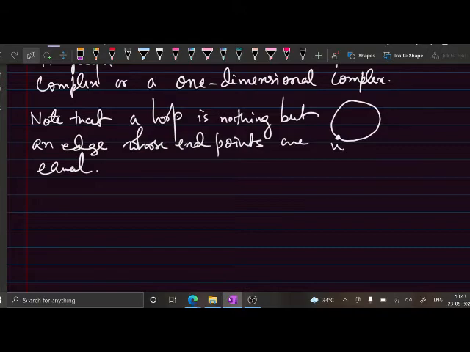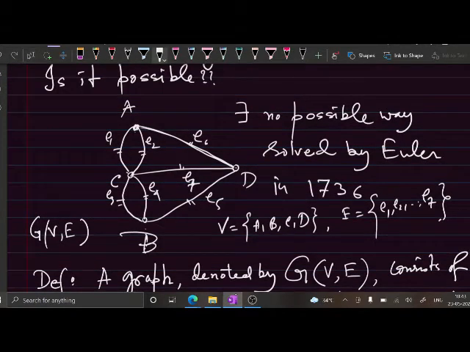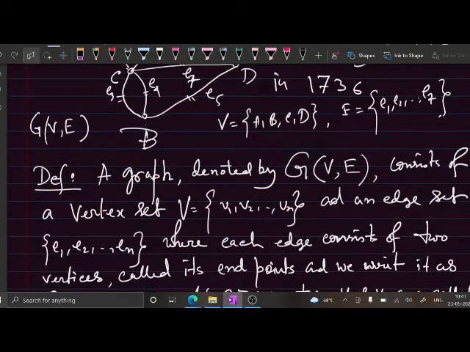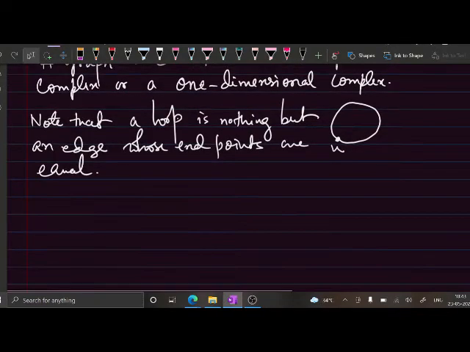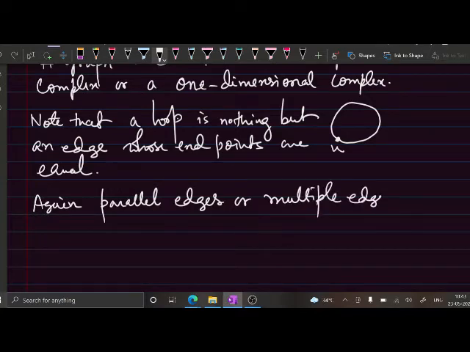And you may come across some other situation. In this case, you see that between A and C there are two edges. So these two edges are called parallel edges. This kind of edges are called parallel edges, or one may say multiple edges, are those which have the same pair of endpoints.